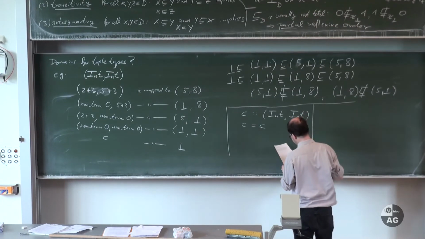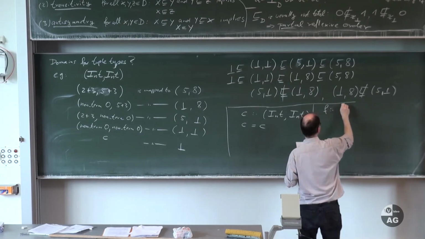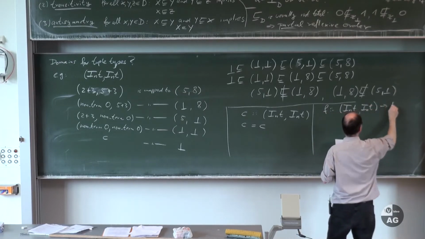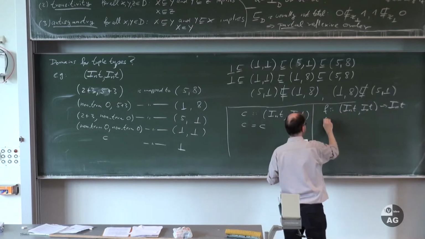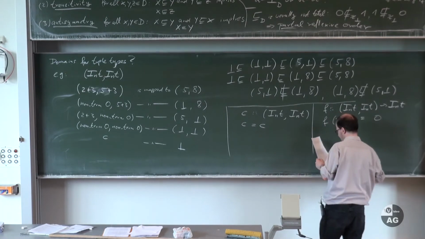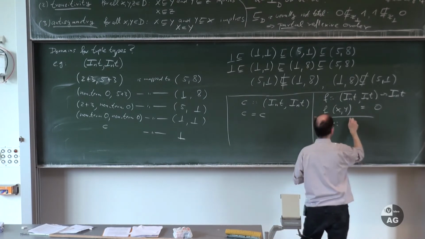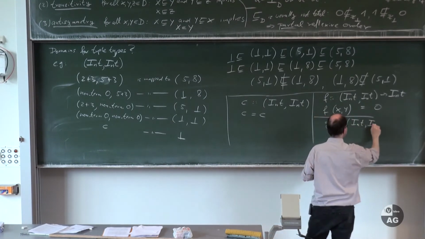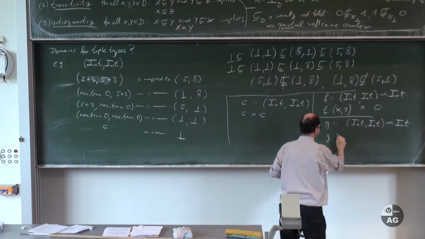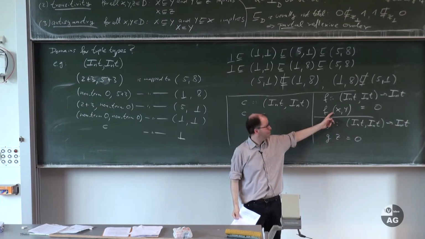So suppose I have 2 functions. F goes from int int to int, and it does pattern matching like this. F of xy is 0, but g goes also from int to int, and g of z is 0. So the only difference is that here I write z and there I write the tuple.